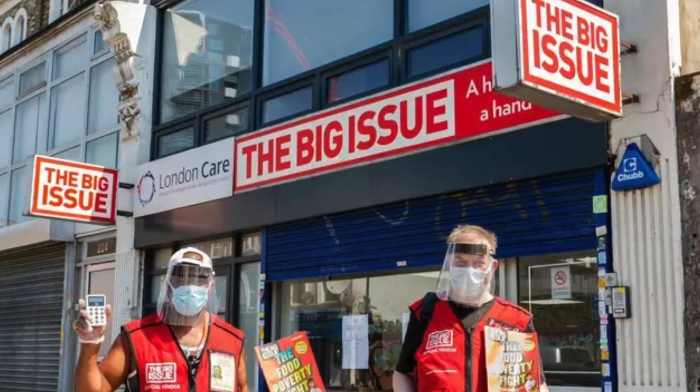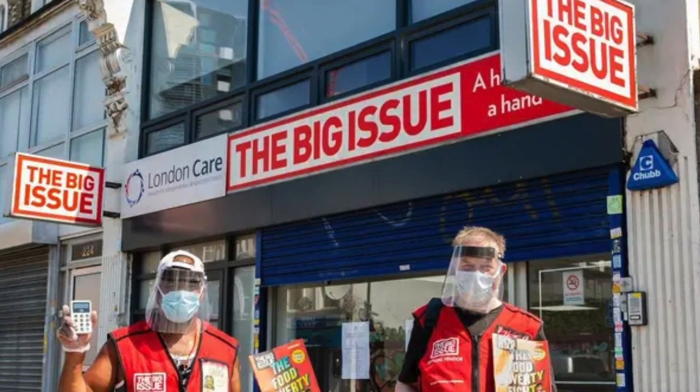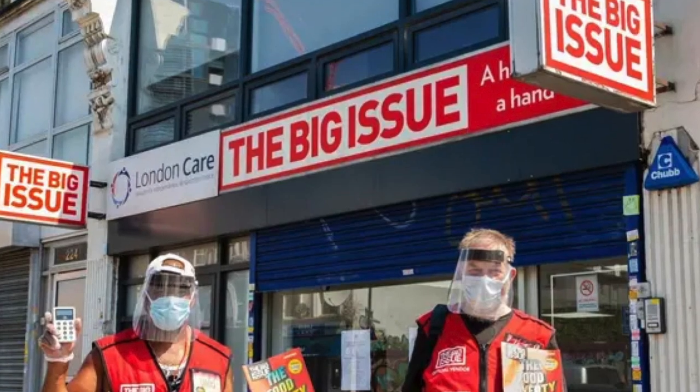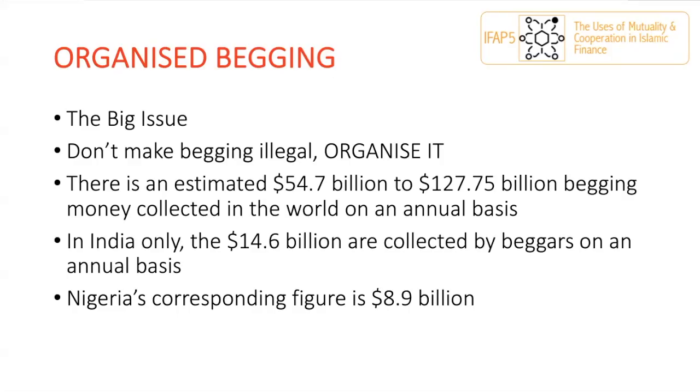There have been some studies on The Big Issue. You can Google. A lot of beggars came out of begging and started their own stalls. A number of stalls, newspaper stalls and some other stalls in central London before COVID were set up by what is known as the graduates of the Big Issue program. So this is an example of organizing this activity.